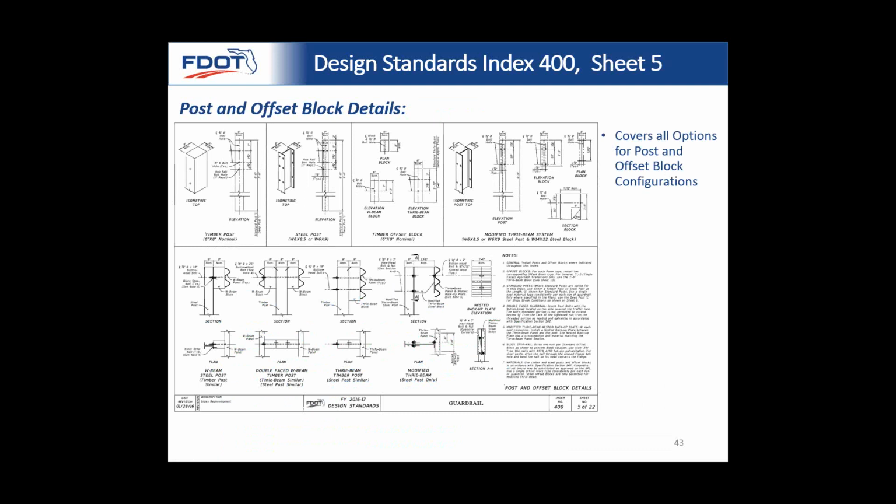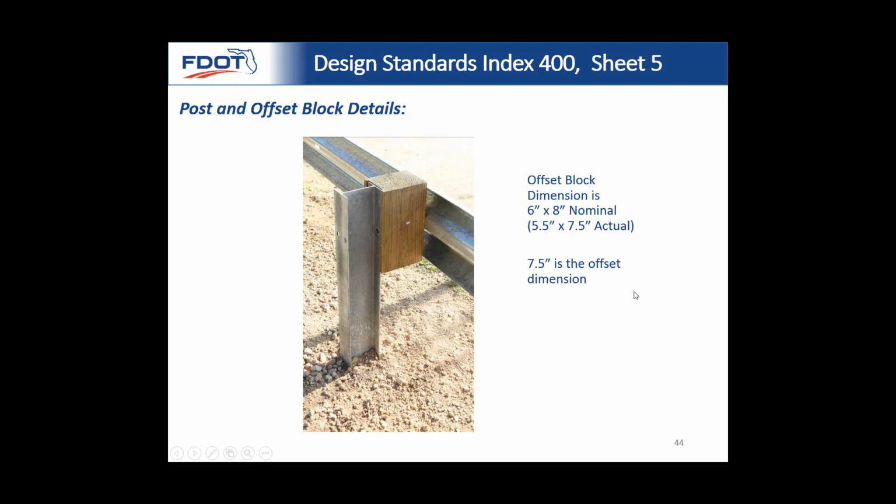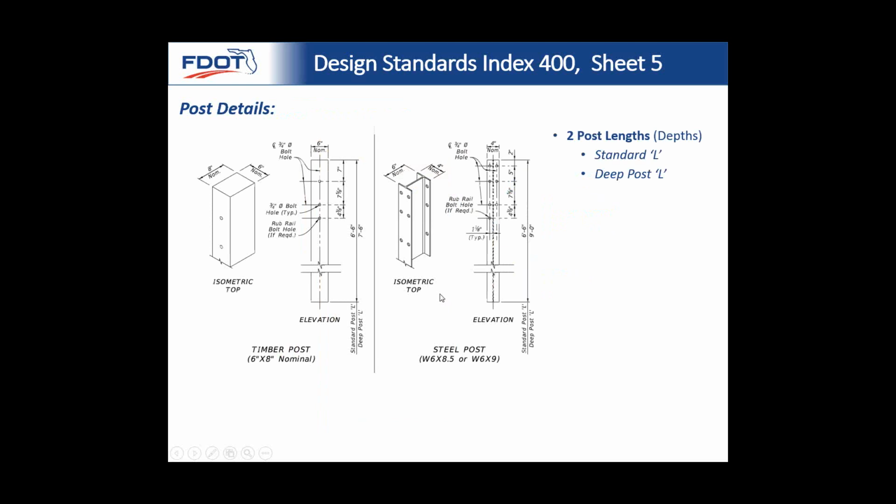All right, moving on to sheet number 5. Just give it a brief overview. We're covering all the options on one sheet of the posts and the offset blocks and how they all fit together. Previously, this was scattered around in a lot of sheets, so now it's all together. It keeps things simple. A visual of kind of what our post and offset block configuration looks like. This would be a typical 6-inch steel post, a typical 7.5-inch timber offset block, and then you got your W-beam running along here.